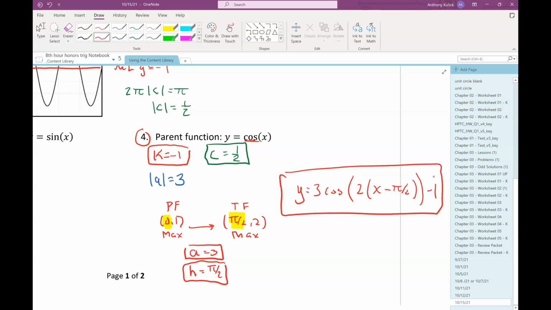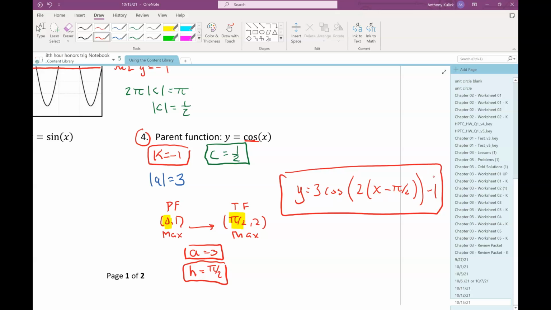Anise? For the period, for tangent, you just use the vertical asymptotes. You can, if you're trying to figure out the period for a graph of tangent, use where the vertical asymptotes are and look at the distance between them. Absolutely.